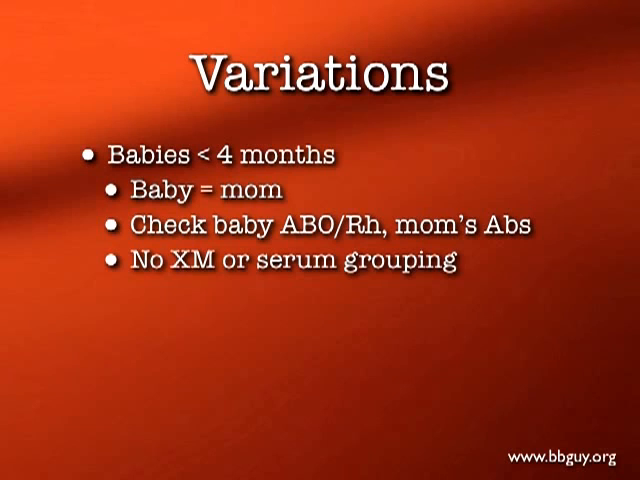There's some variations in babies that are less than 4 months old. Basically, with pre-transfusion testing and cross matches, you can check the baby's ABO and RH and check the mom's antibodies because they're the same as baby. And after that, you don't have to do cross matches or serum grouping as long as you're staying within certain specific parameters.